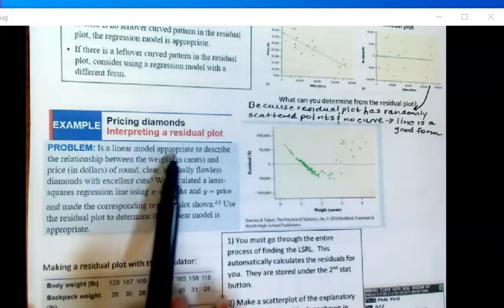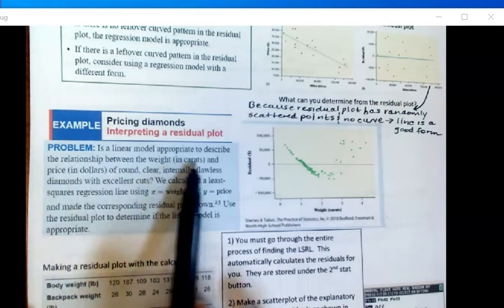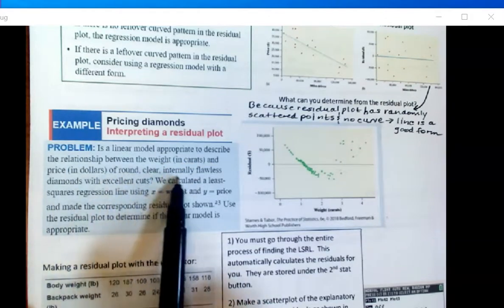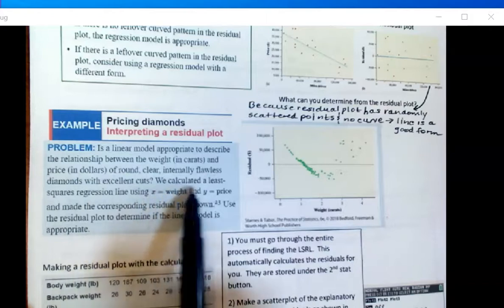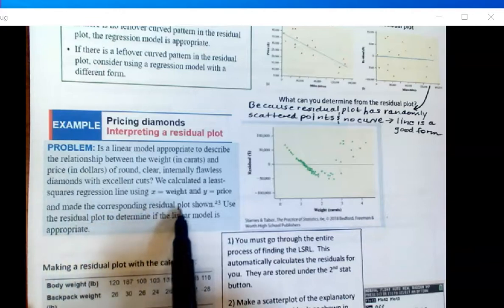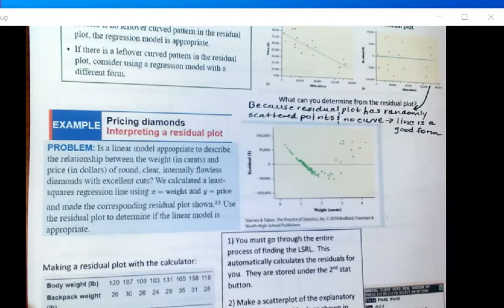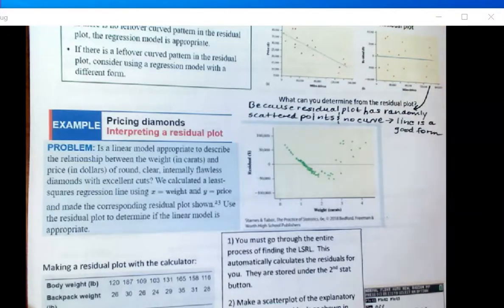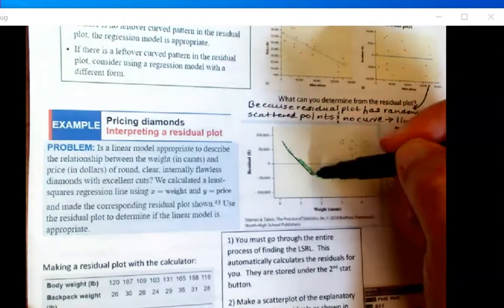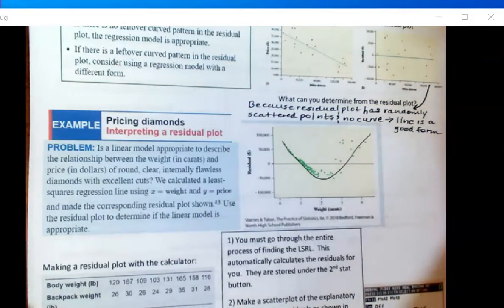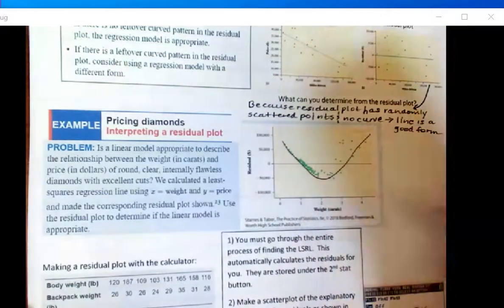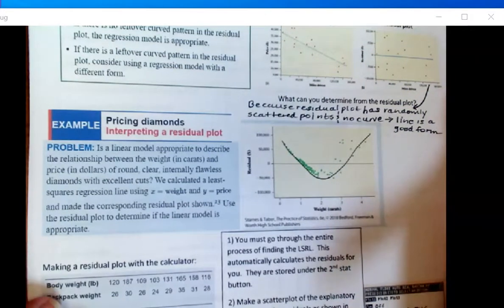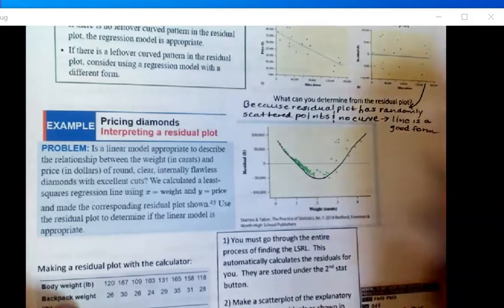It says, is a linear model appropriate to describe the relationship between the weight in carats and the price in dollars of round, clear, internally flawless diamonds with excellent cuts? We calculated a least squares regression line using x's weight and y's price, and we made the corresponding residual plot shown. Use the residual plot to determine if the linear model is appropriate. So see what you guys think about this. Does that look randomly scattered, or do you see some kind of pattern? To me, it looks sort of like a U-shape. Because there is some pattern like that, the linear model is not really appropriate.